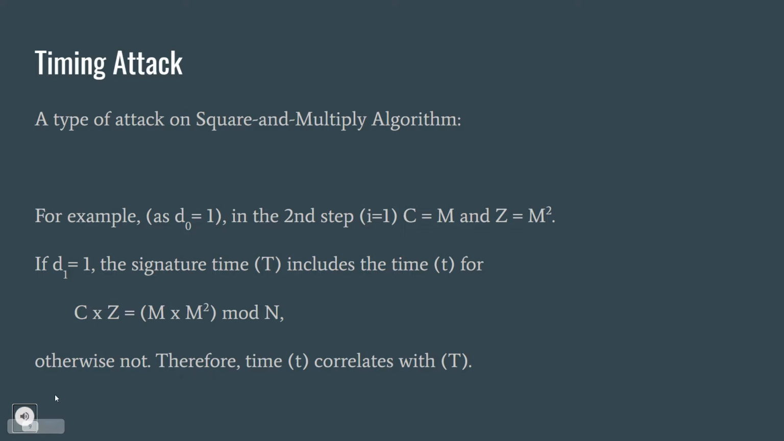For example, let's say D0 is 1. In the second step, which is E equals 1, C is M and Z is M squared. If D1 is 1, the signature time T includes the small t for C times Z, which is M times M squared modulo N. Otherwise, it doesn't include it. Therefore, small t correlates with capital T.